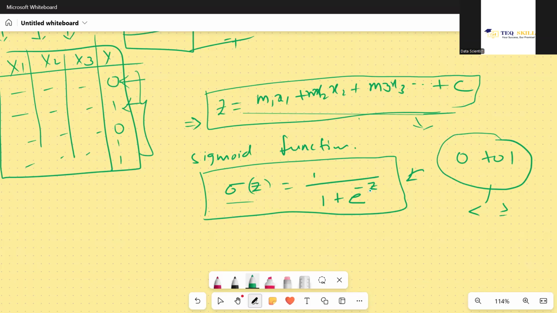Let's talk about model evaluation metrics also. So can you tell me what is the use of metrics?